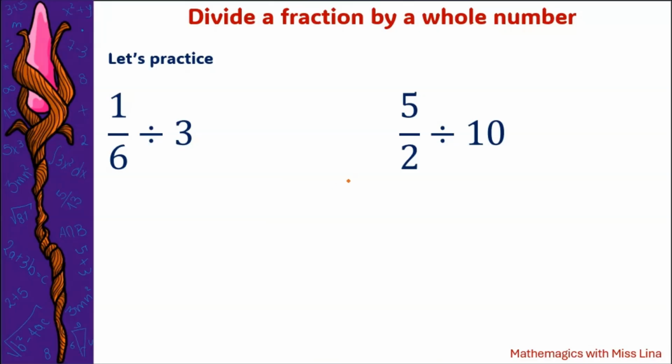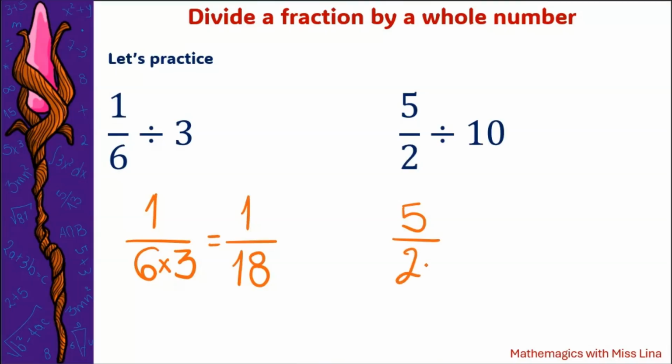Okay, guys, this is time for practice. So you can pause the video here, and then you can come back to check the results. So in this one, 1/6, and then we multiply the 3 to the denominator. It's 1 over 18. And in this one, we multiply by 10 the denominator. It's going to be 5 over 20.